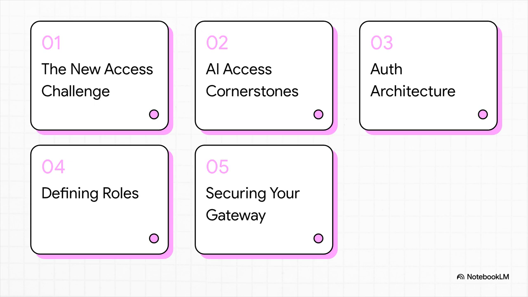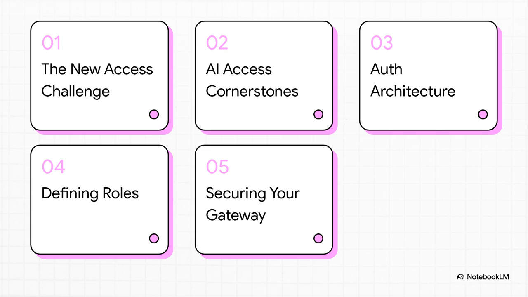All right, here's our game plan. First, we're going to talk about why AI access is a whole new ballgame. Then we'll get into the 4 cornerstones you need for a secure AI fortress. After that, we'll look at the master key system, how to assign the guards, and finally, how to lock down the main entrance. Sound good?